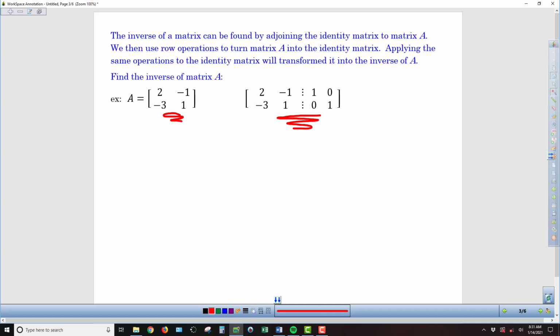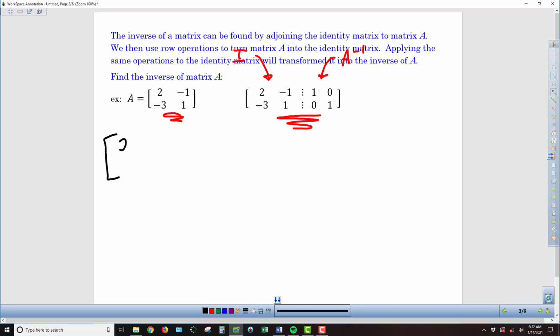And so what we're going to do in a moment is perform a series of row operations to turn this side here into the identity matrix. So by adding the rows in such a way, we're going to turn it into that 1, 0, 0, 1. And then as we do that, the other side, this identity matrix, is going to turn into the inverse of A. So let's get started on that to see what it is that we're going to do.